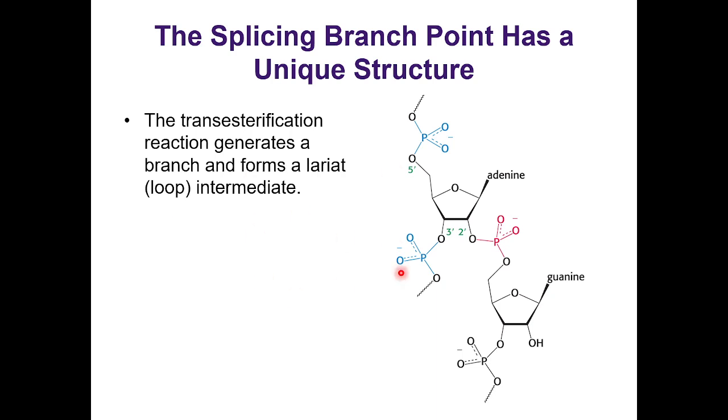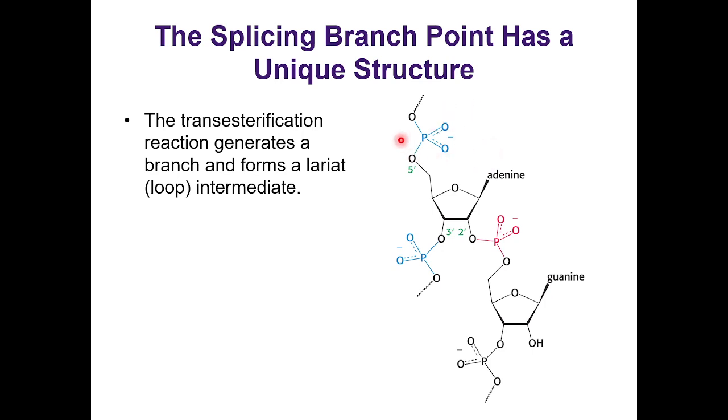Okay, so this is a splicing branch point. This has a pretty unique structure, as you can kind of see here. And so again, that's that trans-esterification reaction. It's going to generate the branching point. It will form that lariat loop intermediate. And that's what you're seeing here.